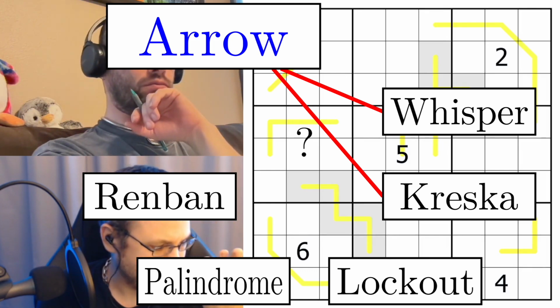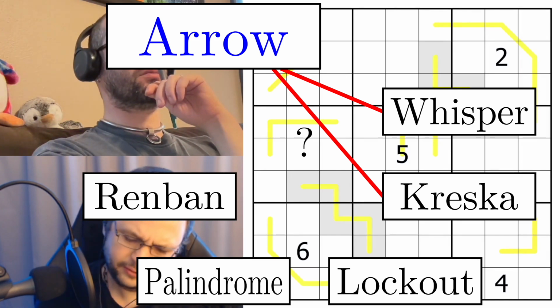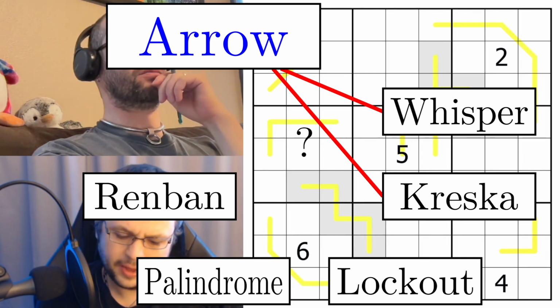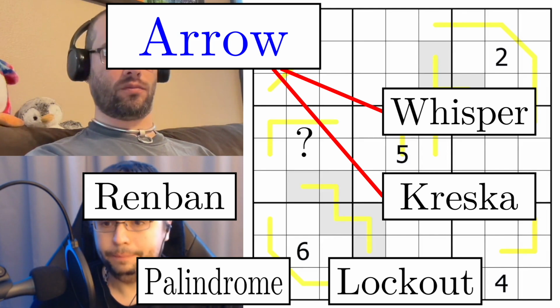3, 6, 2, 1. No, 3, 6, 2, 1 doesn't work. Maybe an arrow can't be a Kreska line? Okay, I'll mark that as a maybe. I don't have an example, but I also don't have a proof that it's not possible.